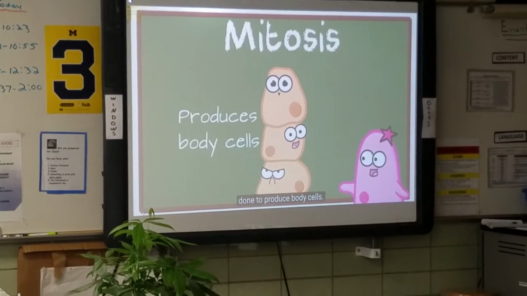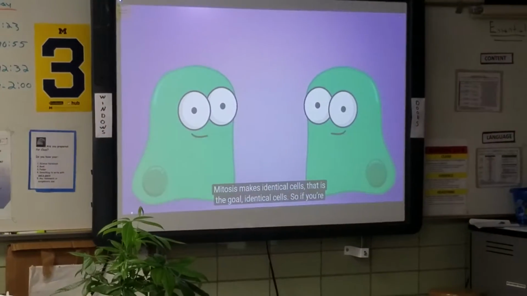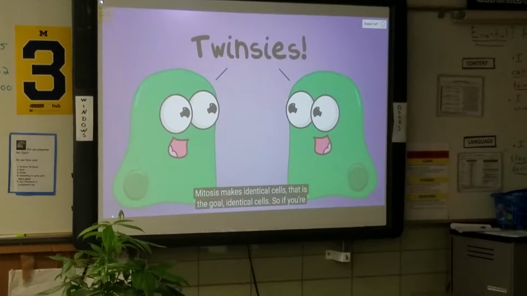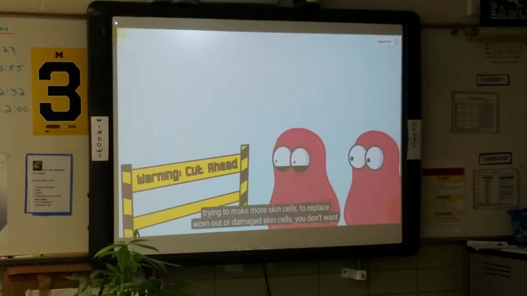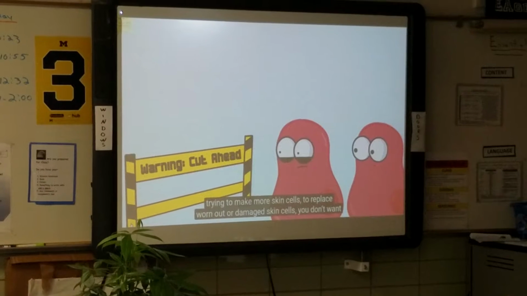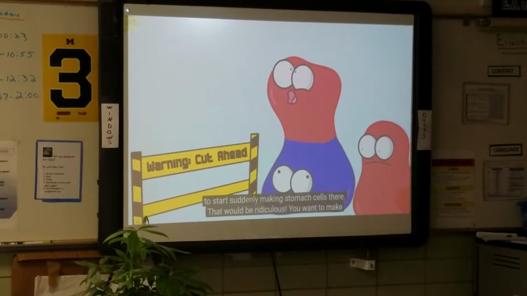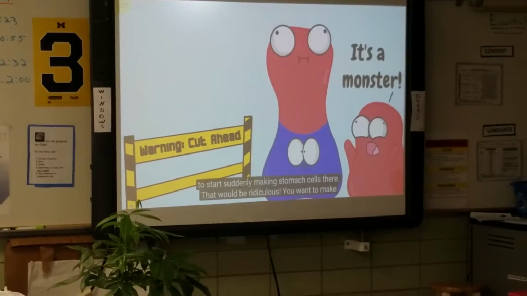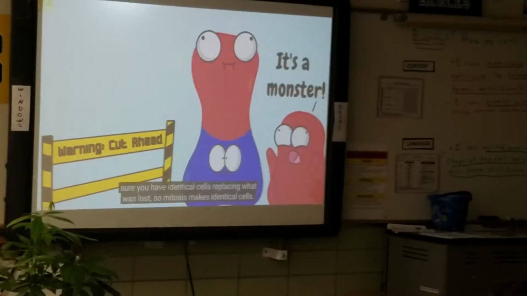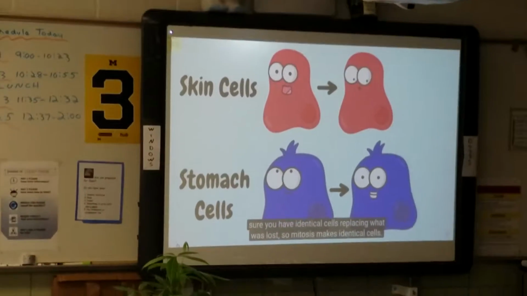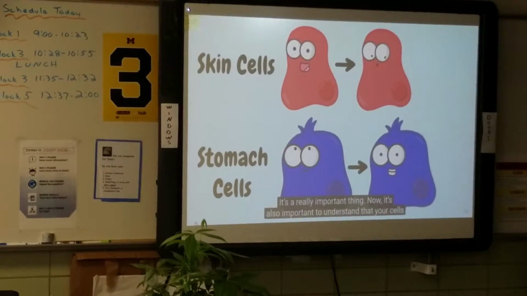Mitosis is done to produce body cells. Mitosis makes identical cells. That is the goal, identical cells. So if you're trying to make more skin cells to replace worn out or damaged skin cells, you don't want to start suddenly making stomach cells there. That would be ridiculous. You want to make sure you have identical cells replacing what was lost. So mitosis makes identical cells. It's a really important thing.